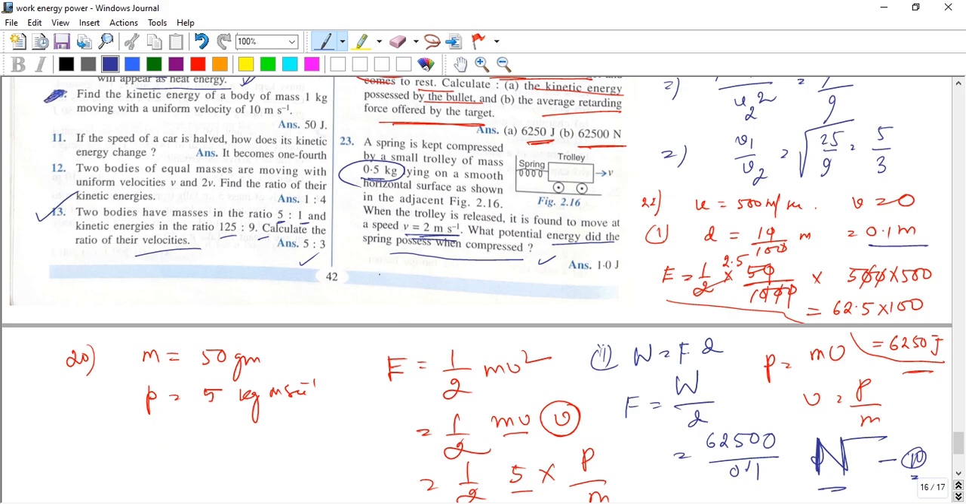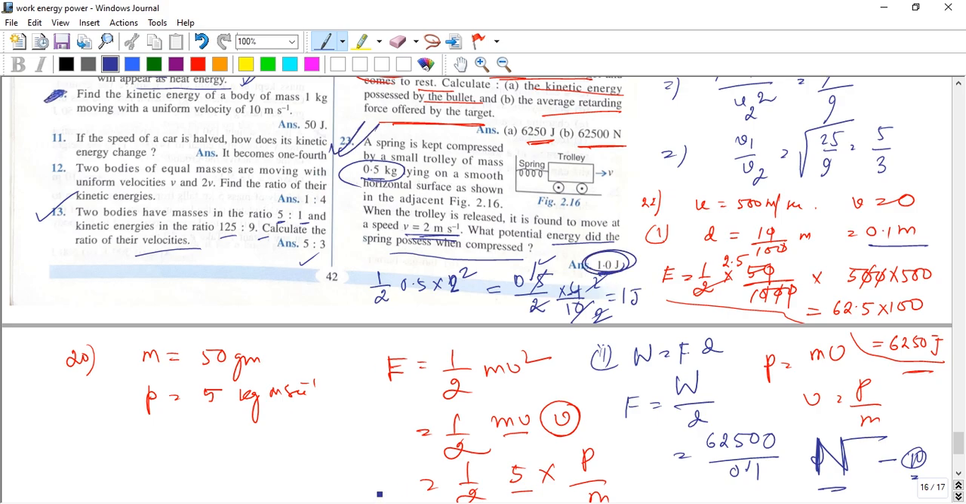Convert into kinetic energy, both are energy systems. So half m, 0.5, v square means 2 square. So we get 2 cancel, 0.5 by 0.5, so 2 into 4. 0.5 times 2 is 1, 1 times 4 is 4 joule. That's it, we get the answer.